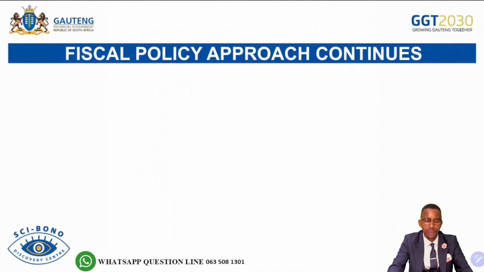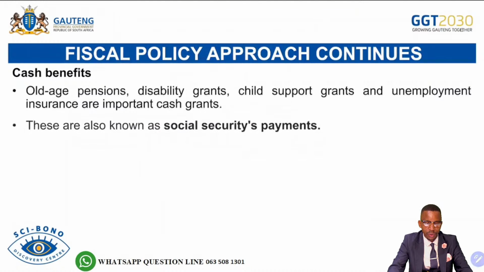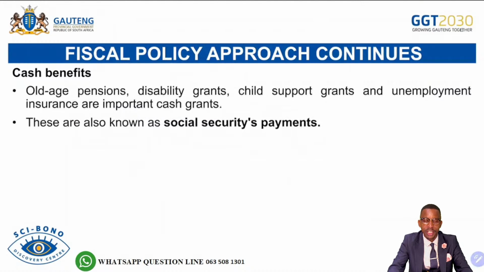And then we continue with the fiscal approach, cash benefits. In this case, we refer to any benefit given by the government financially to the society, such as old age pension, child support grants, war veterans grants, social wages, etc. These are grants given by the government to social members who are eligible. These are also known as social security payments given by the government.